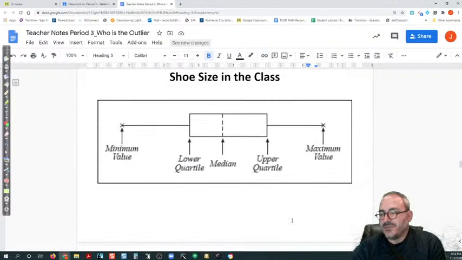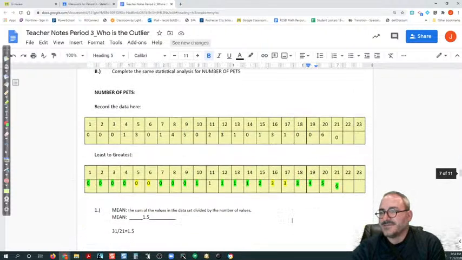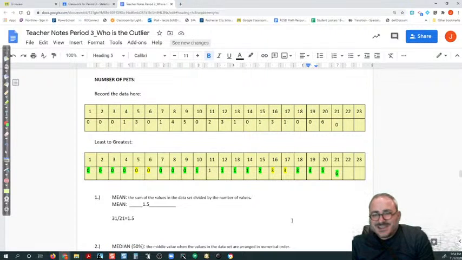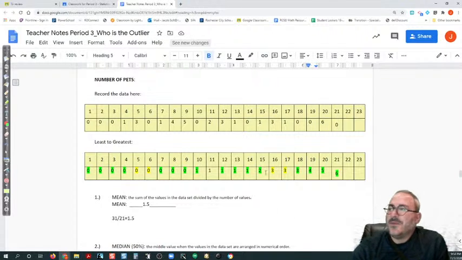And back to our box and whisker plot, which we would have you do if we were in class. All right, number of pets. Our next little experiment in our statistics lab is number of pets, right? So we collected how many pets each student had. We have 21 people who responded to our informal little classroom survey, and we reordered them from least to greatest, and we found that the median was 1, right?